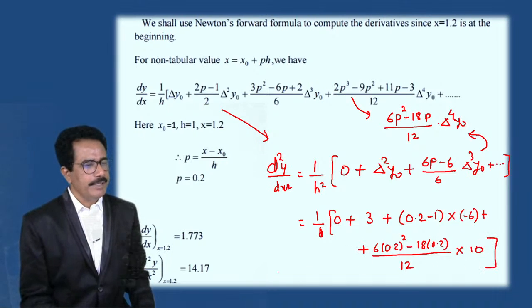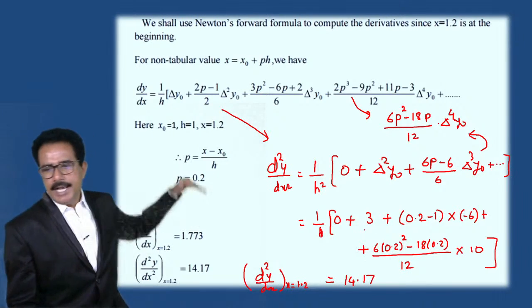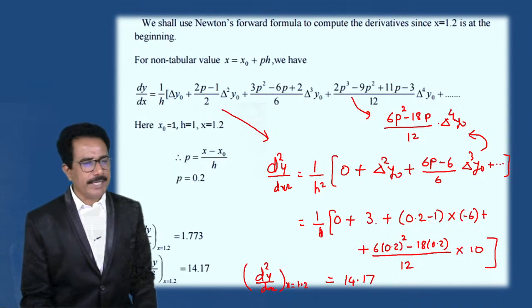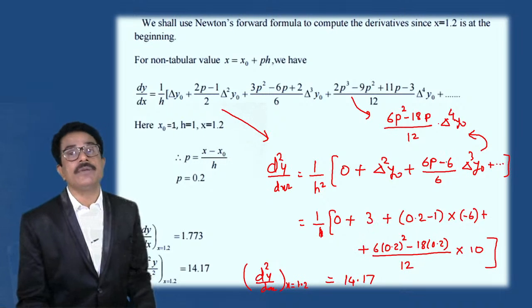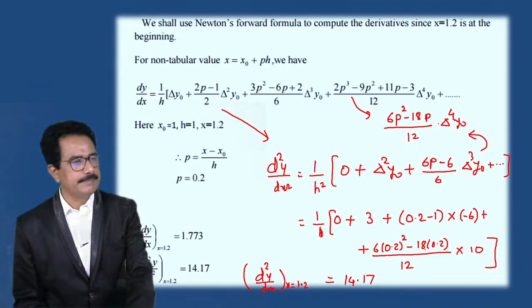Is it okay? So we will get d2y by dx square at x is equal to 1.2, that will be 14.17. Calculate it in this way. Plus 11, Vaishnavi says plus 11, one third value was left, calculate the third value also. So we will get the result.